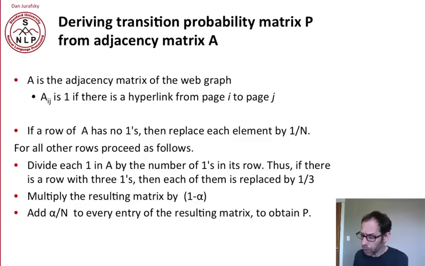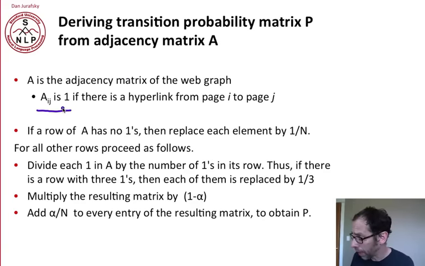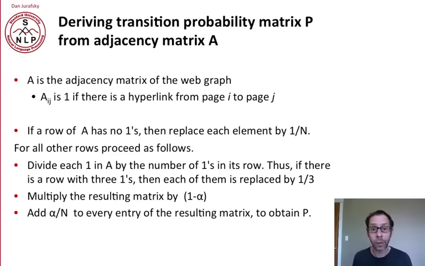So let's suppose we had the adjacency matrix of the web graph. A sub ij in this matrix is 1 if there's a hyperlink from page i to page j. So just a 1-0 matrix expressing the structure of the web. 1 between i and j if there's a link from i to j. Now here's how we're going to derive our transition probability matrix P.